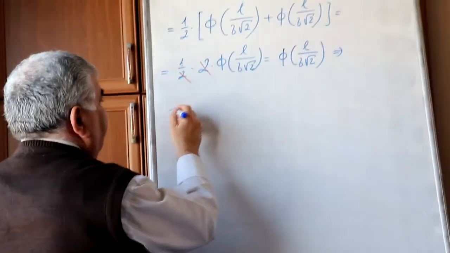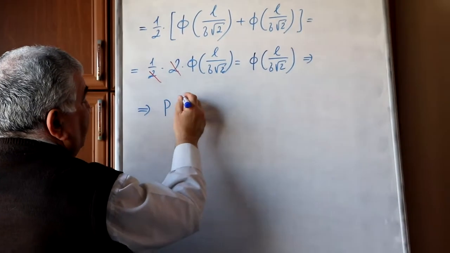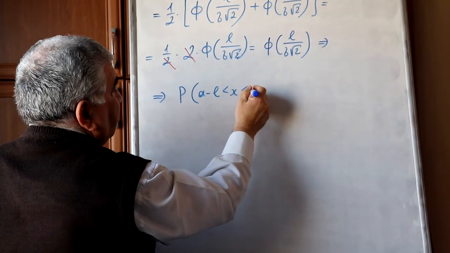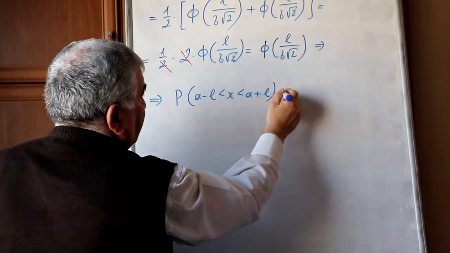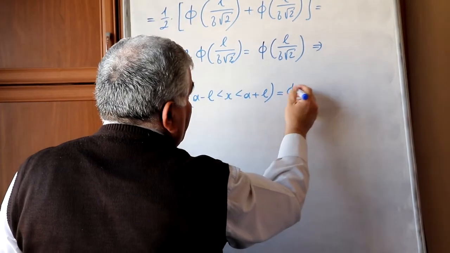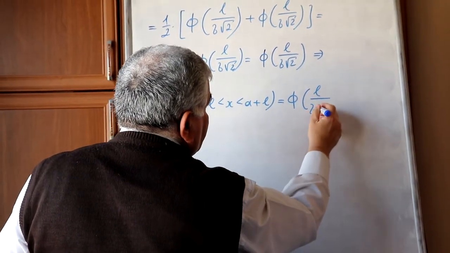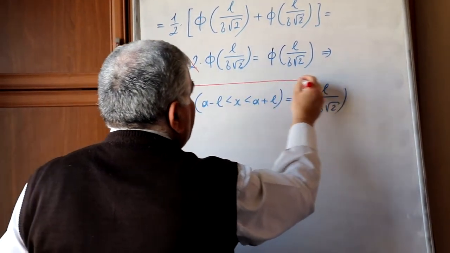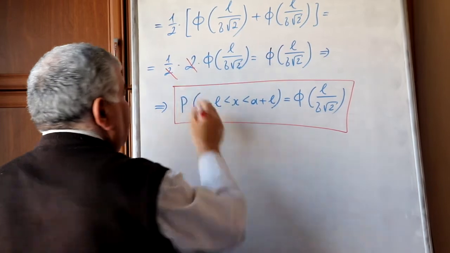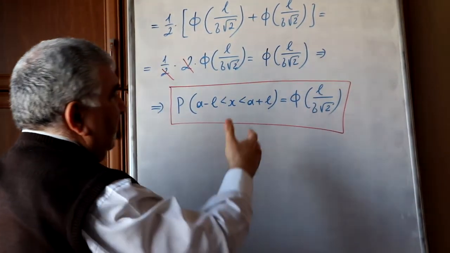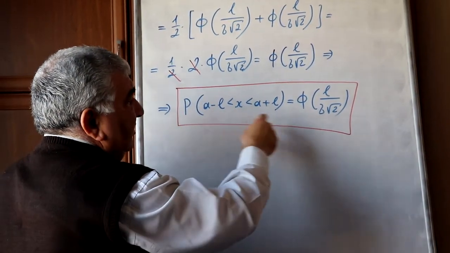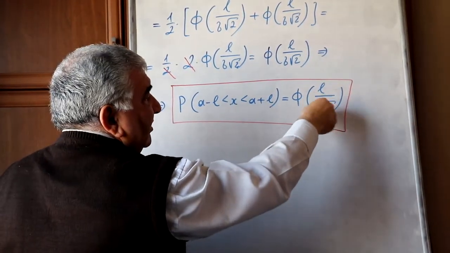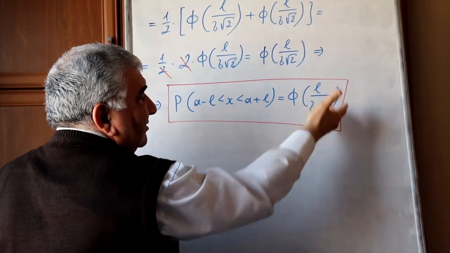Thus P capital of A minus L is less than X is less than A plus L is equal to phi capital of L over sigma square root of 2. It is a very nice formula, and you see that this probability doesn't depend on the symmetry center, because here the letter A is absent.